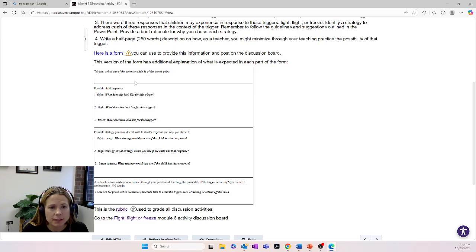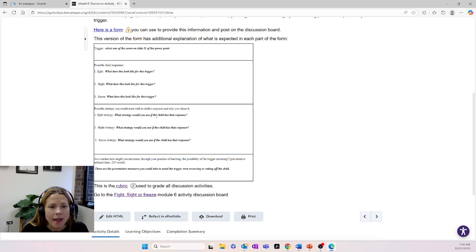Okay, so first on slide 11, you pick your trigger. What are the possible child responses? So, what would fight look like for this trigger? What would flight look like? What would freeze look like? And then I want you to list a possible strategy of how you would react to support that child, right? So, in fight, how would you support them? What strategy could you use for that response? What strategy could you use for a child that's in flight? And what strategy can you use to help a child who's in freeze?